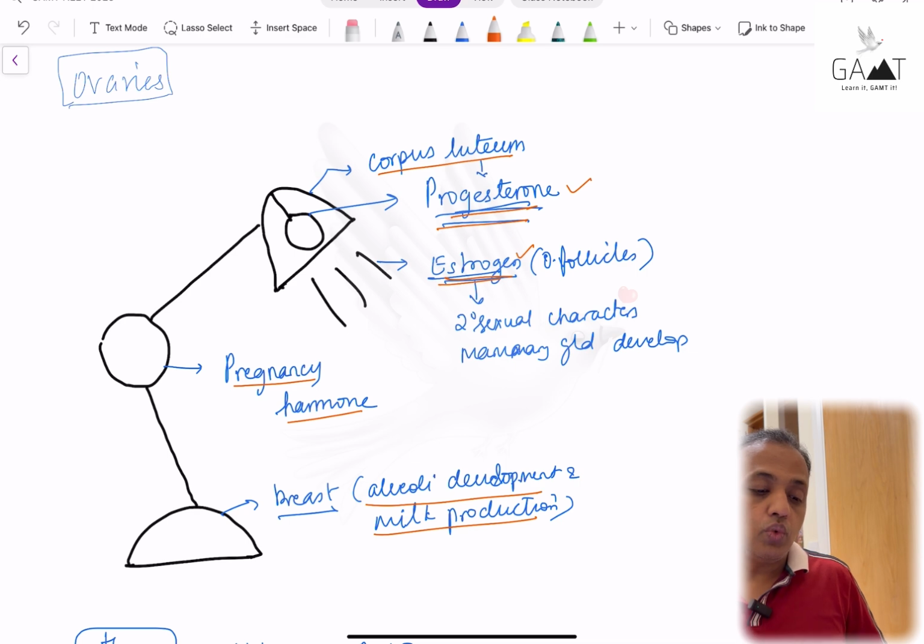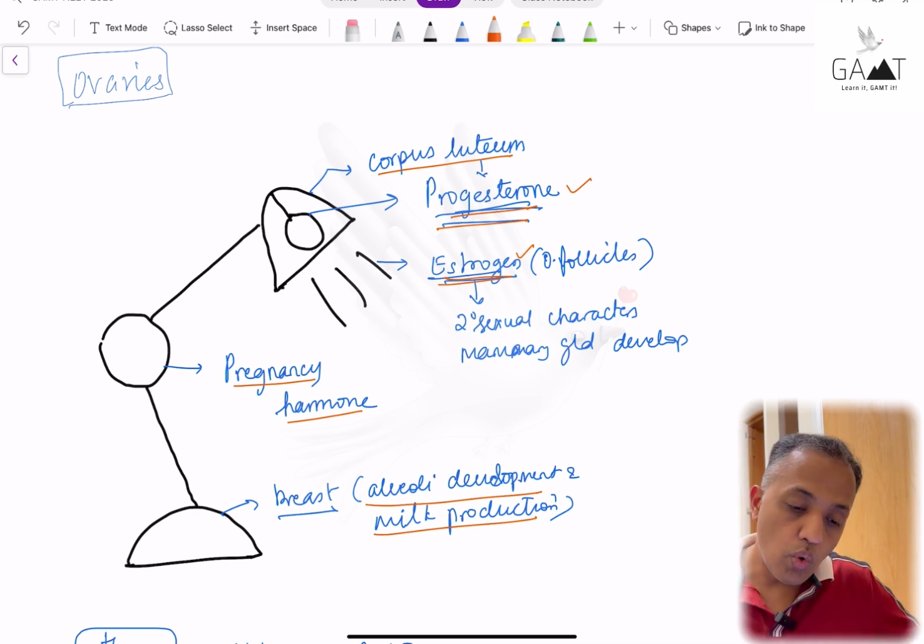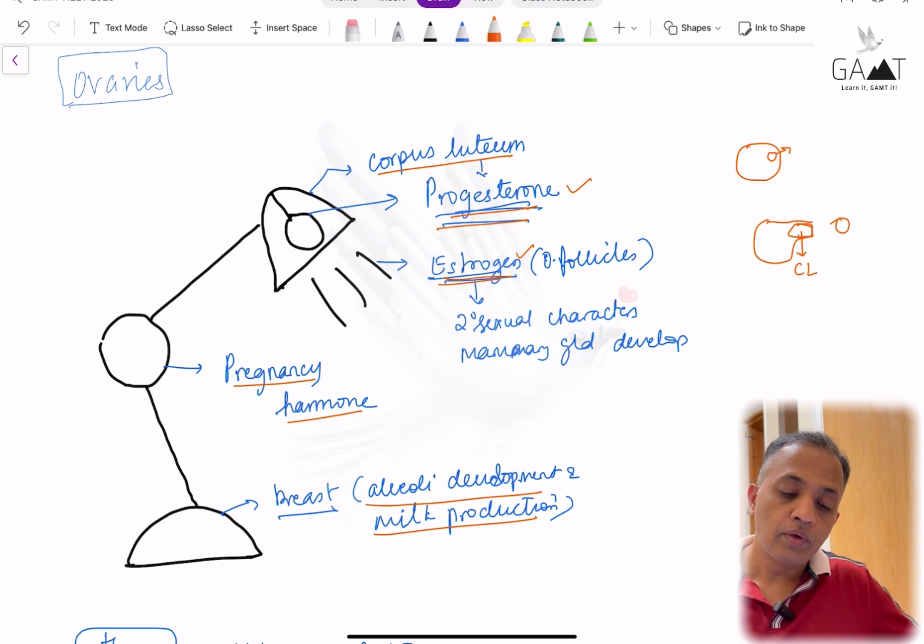When the ovum is released, the tissue forms what is called the corpus luteum. If the ovum is fertilized, this corpus luteum develops further. If the ovum is not fertilized, the corpus luteum degenerates and stops producing progesterone. That brings the end of the menstrual cycle. We're going to see that in the human reproduction chapter again.